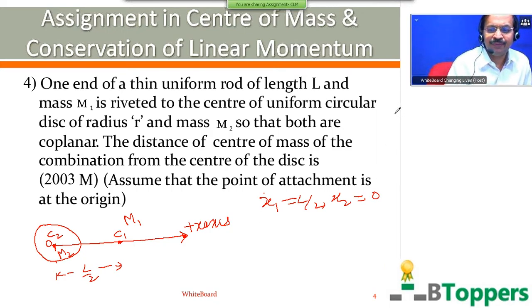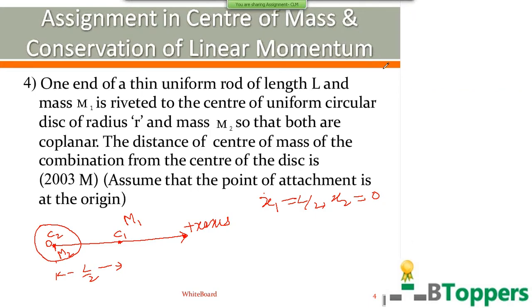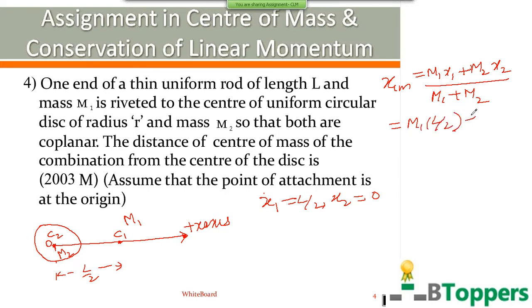So the x coordinate of the center of mass is given by m1 x1 plus m2 x2 by m1 plus m2. That is m1 into L by 2 plus m2 into x2. x2 is 0, therefore the second term in the numerator on the right side becomes 0, divided by m1 plus m2. So that will be the answer. In case you need more time to copy the solution, you can take a pause and copy the solution of the problem.